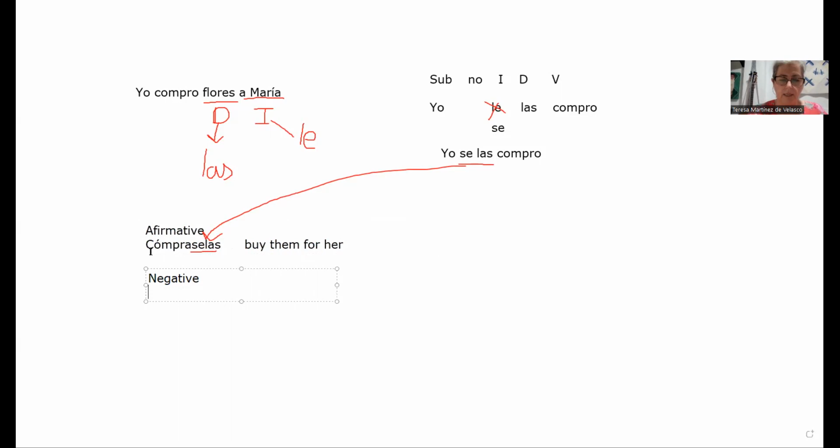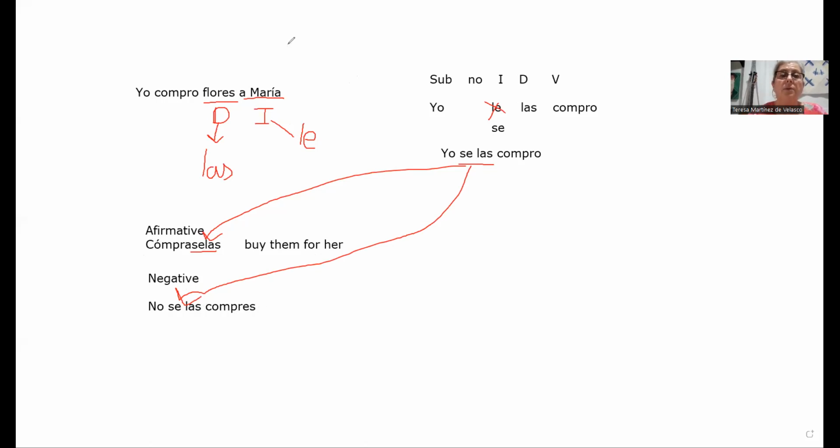Then, if we do negative, we are going to say, no se las compres. So we are still doing the same way. Se las, right? But they go in front. Yes? But you know that we change the verb. Compra, and no compres, right? Because we change the person.